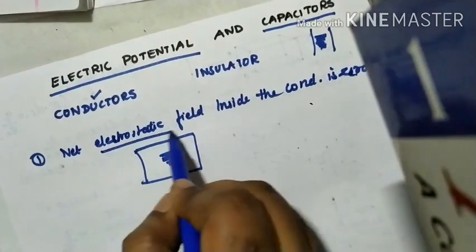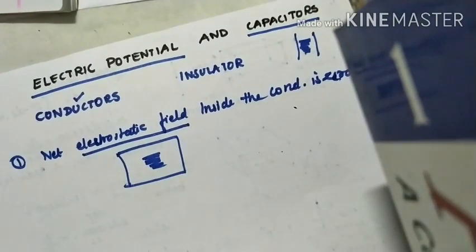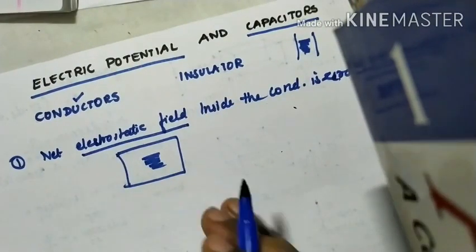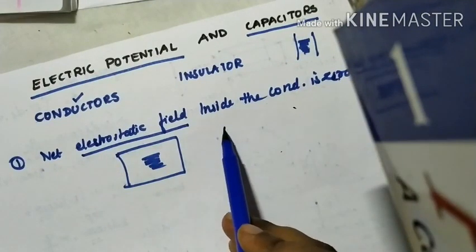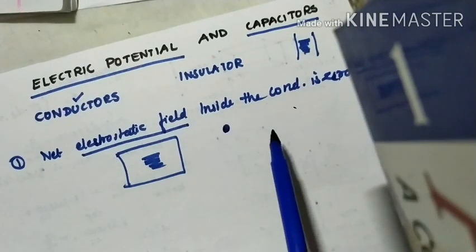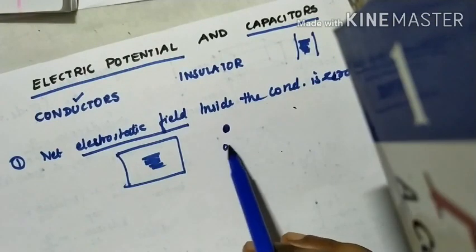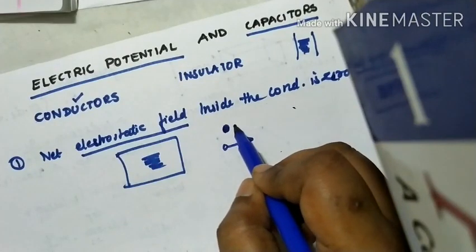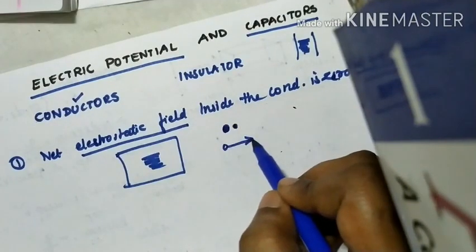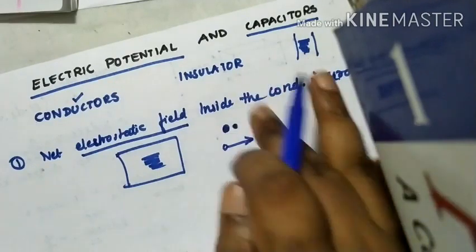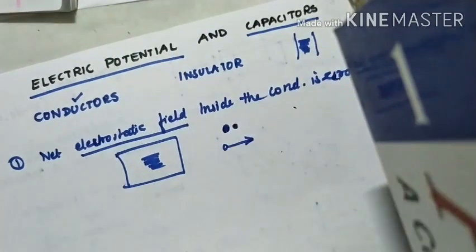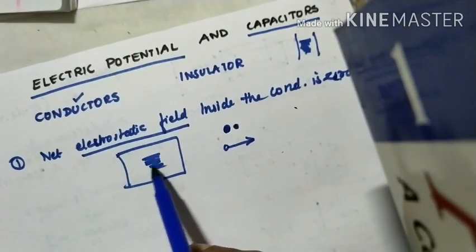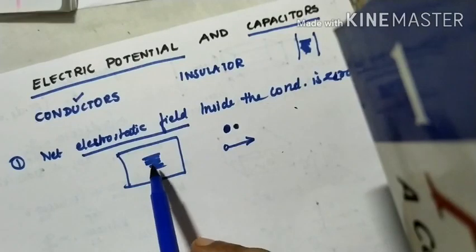So what do you mean by electrostatic field? What do you mean by static? That means it is stationary. So electrostatic field means the charge is stationary. So what is an electric field? The charge is moving, right? I hope you understand what is the difference. Electrostatic field means the charge is stationary, whereas in electric field the charge is moving. I hope you understand the difference, right? So again we are going back to the topic. When you consider a conductor, the net electrostatic field is 0.